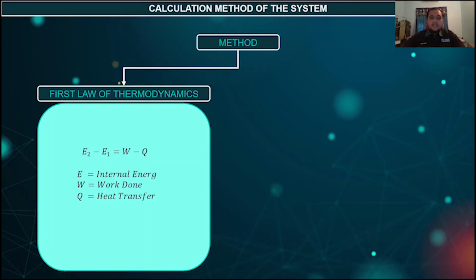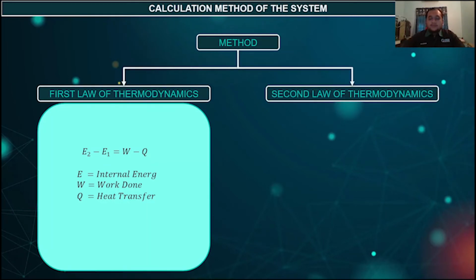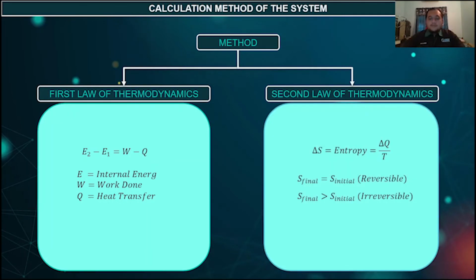The second method uses the second law of thermodynamics. The second law states that the difference of the entropy is equal to the heat transfer over temperature. If S final is equal to S initial, it can be considered a reversible process. And if S final is greater than S initial, the process is considered irreversible.